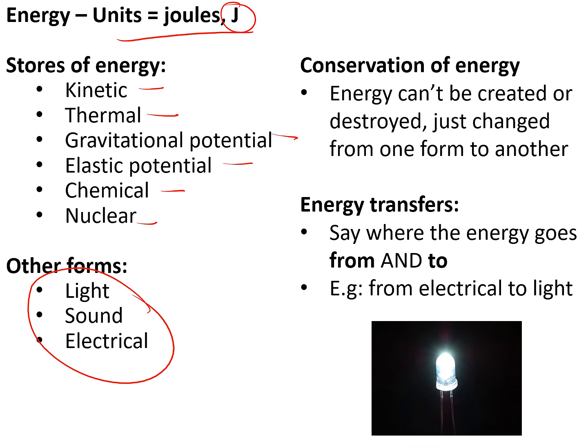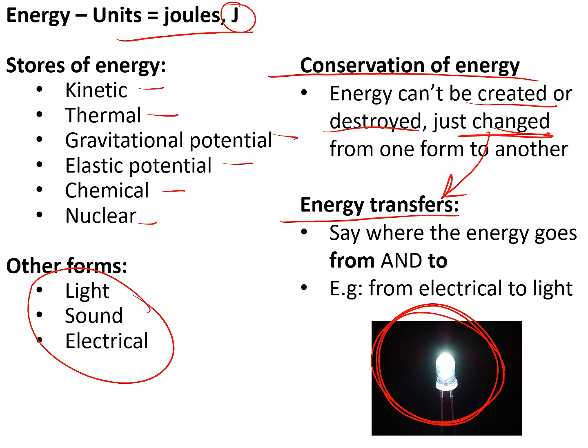Now, energy is always conserved. It cannot be created or destroyed, just changed from one form to another. And those changes are called energy transfers, in which we say where energy goes from and to. So, for example, the energy transfer in this light bulb is from electrical to light.